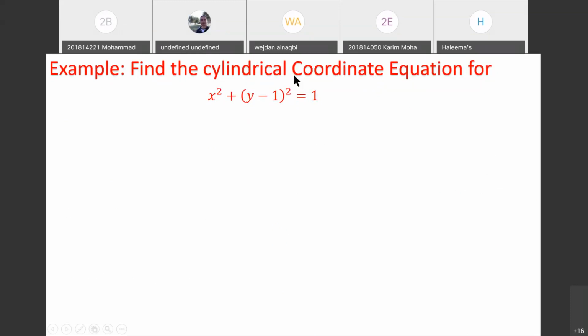Find the cylindrical coordinate equation for the Cartesian one. If I look at it in 2 dimensions, it is a circle, right? With radius 1 and center (0, 1). What is the equation of this cylinder with center (0, 1) and radius 1 in the cylindrical coordinates? Waiting for your answer. The first one to finish can share his or her answer with me, please.